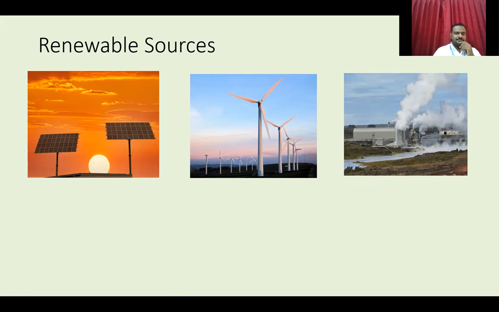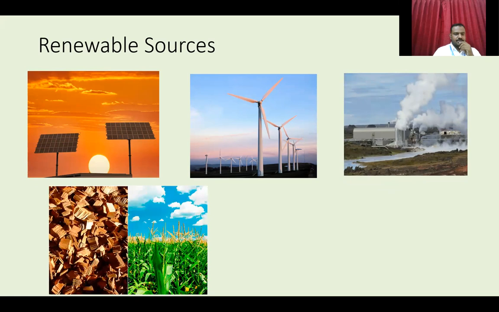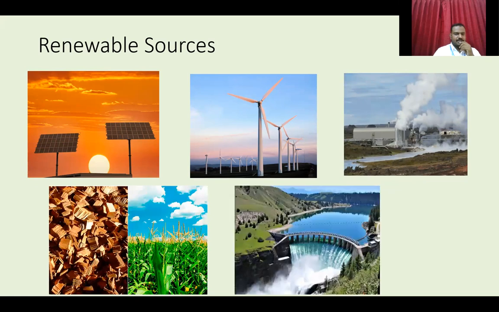Geothermal energy, that is using the heat available in the Earth's crust or core and producing energy. Biomass, hydropower. So these are some of the examples of renewable sources of energy. So when we see the examples here, we can clearly understand that this renewable sources of energy, for example, sun, is always going to be there. And we can keep on extracting energy from the sun rays.